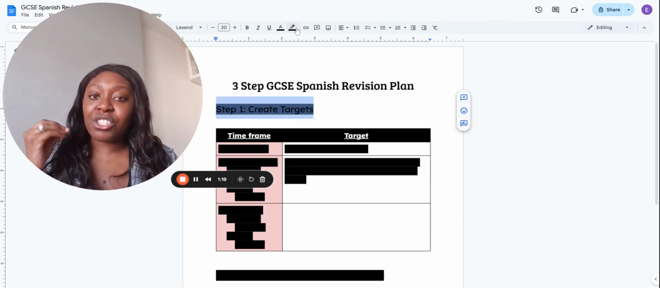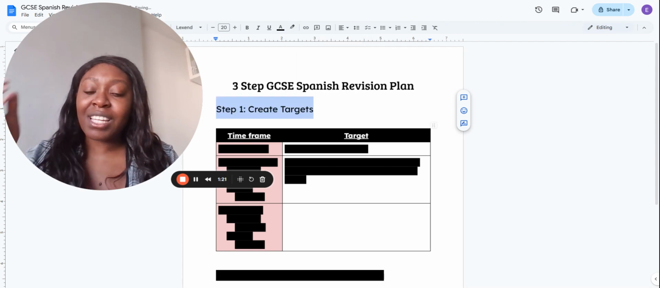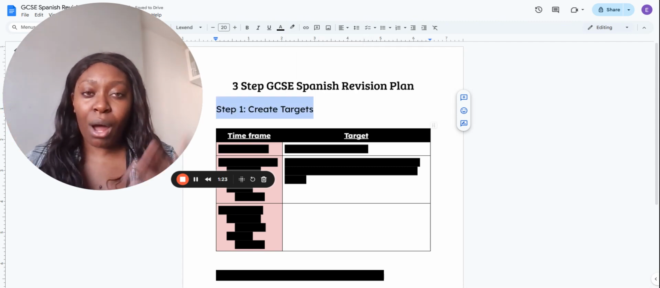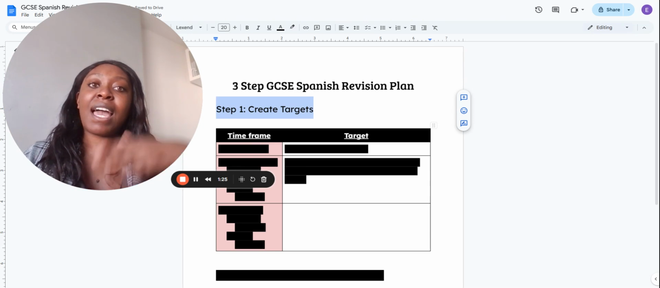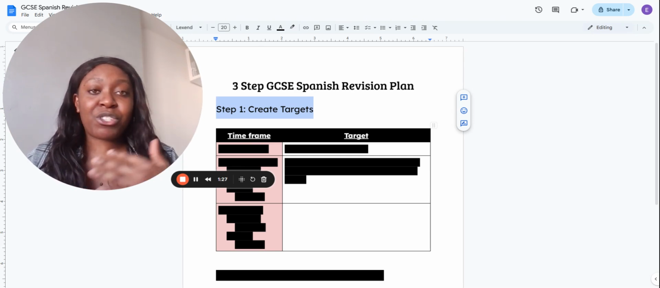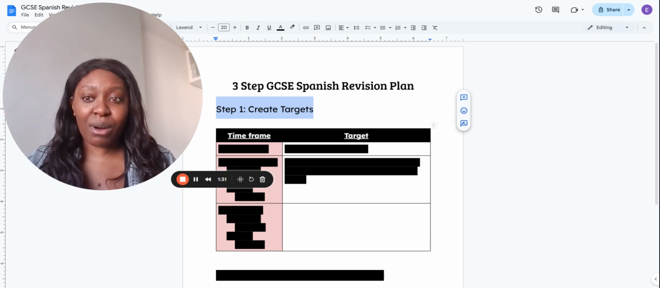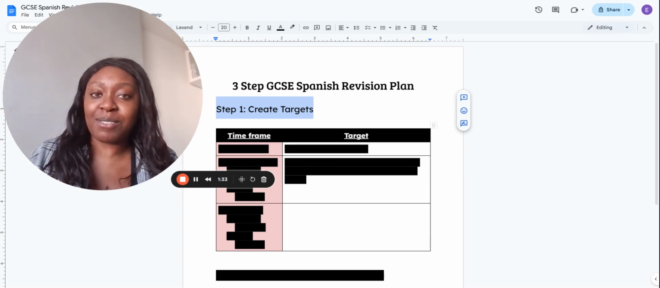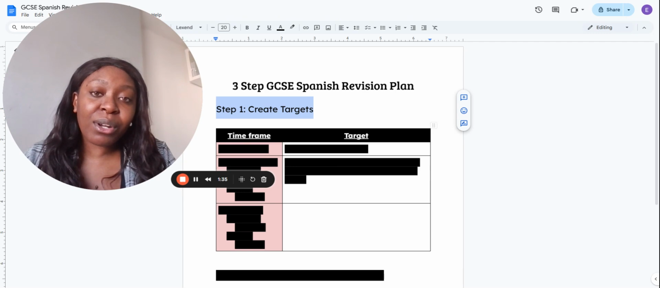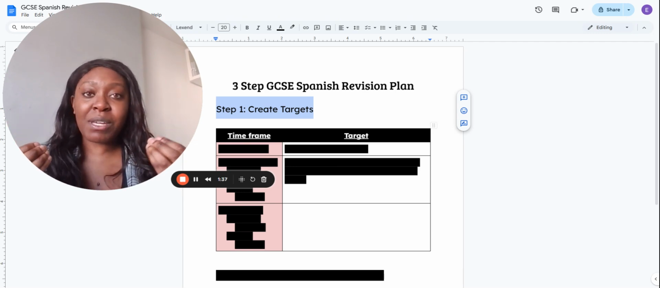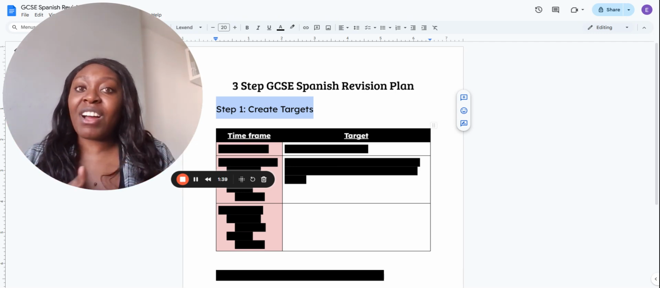The first thing that students often don't do is create a target. Why is it important to have a target? Yes, they have a target grade, but students have no idea how they're going to get there. Most students have a grade that they would like to achieve by the end of year 11, but they have no clue where they need to be so that they're actually on track.